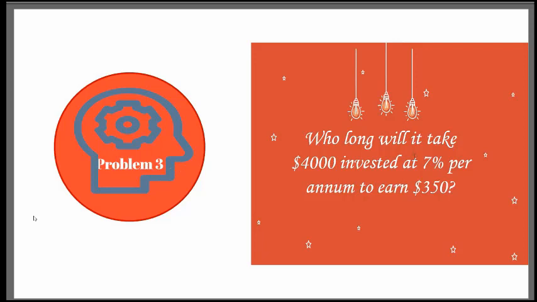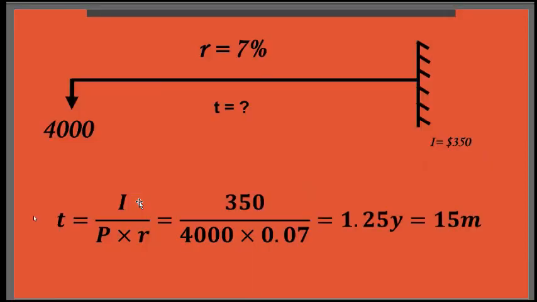Problem number 3. How long will it take for $4,000 invested at 7% per annum to earn $350? We are asked for T. Also, we must start by drawing the timeline. B equals $4,000, I equals 350, the rate equals 7%, T is unknown.